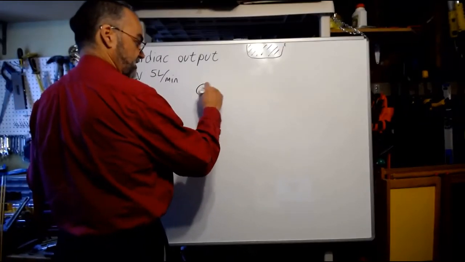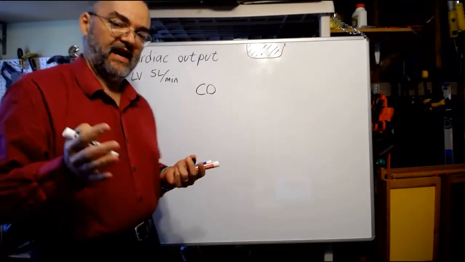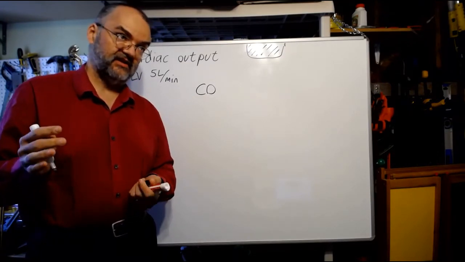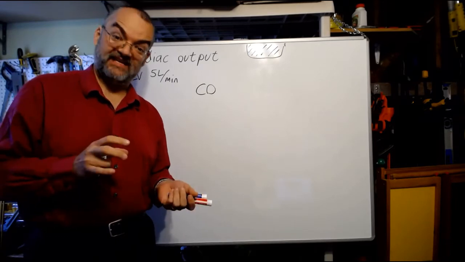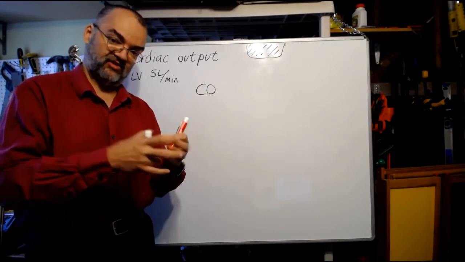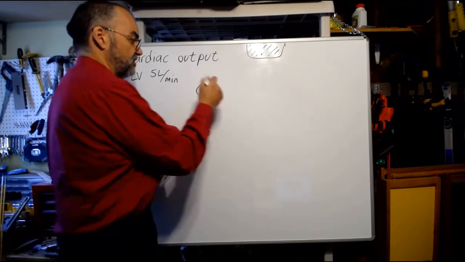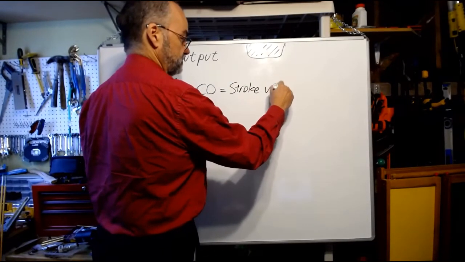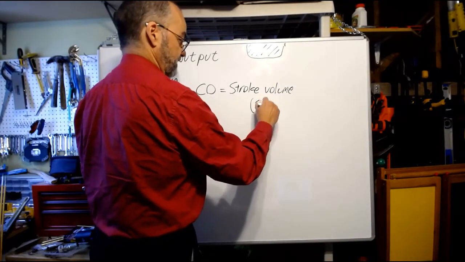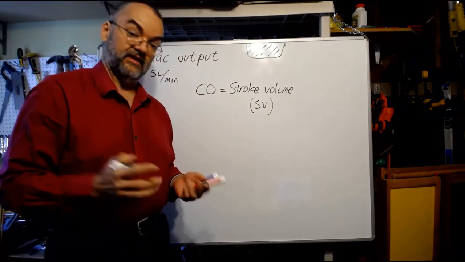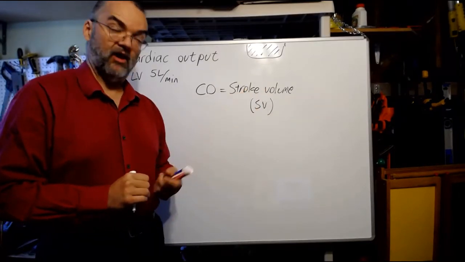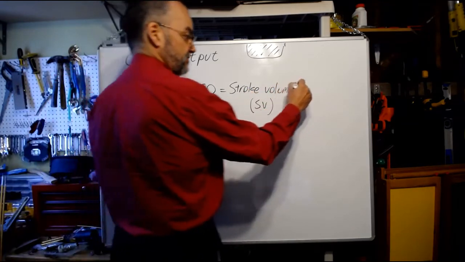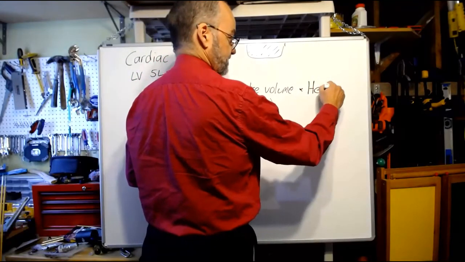So we're going to say cardiac output. Let's see, what would go into knowing how much blood the heart puts out? Well, one thing that would go into it is how much blood does it put out on a single beat? So every time the ventricle contracts, how much blood comes out of it? We call that stroke volume, or SV. The other thing I'd want to know is how often does this happen? How many times a minute does my heart beat? Which is the heart rate.